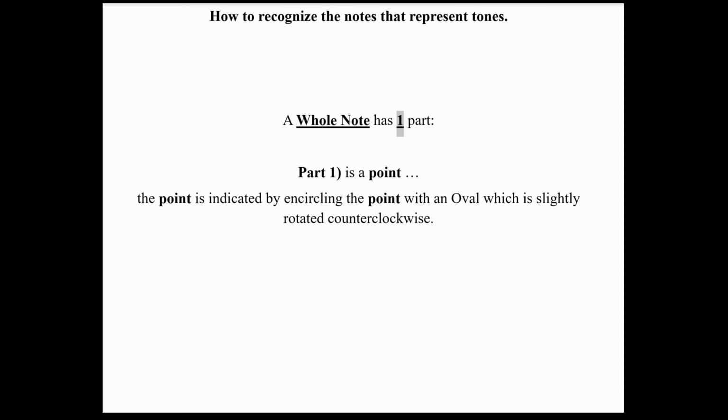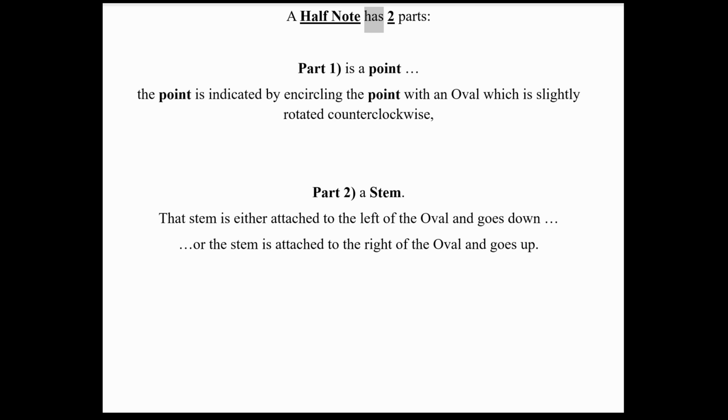A whole note has one part. Part 1 is a point. The point is indicated by encircling the point with an oval which is slightly rotated counterclockwise. A half note has two parts. Part 1 is a point, indicated by encircling the point with an oval which is slightly rotated counterclockwise. Part 2, a stem. That stem is either attached to the left of the oval and goes down, or the stem is attached to the right of the oval and goes up.